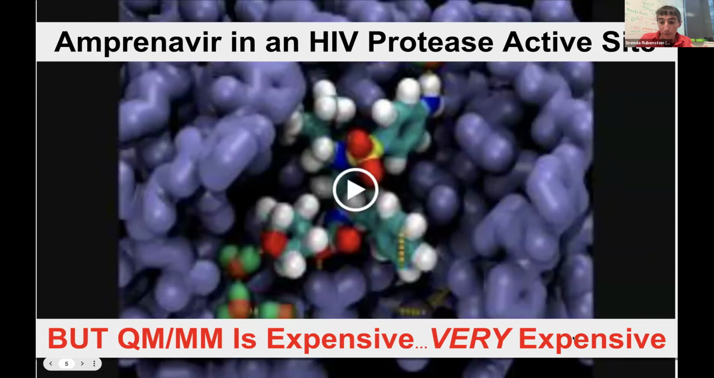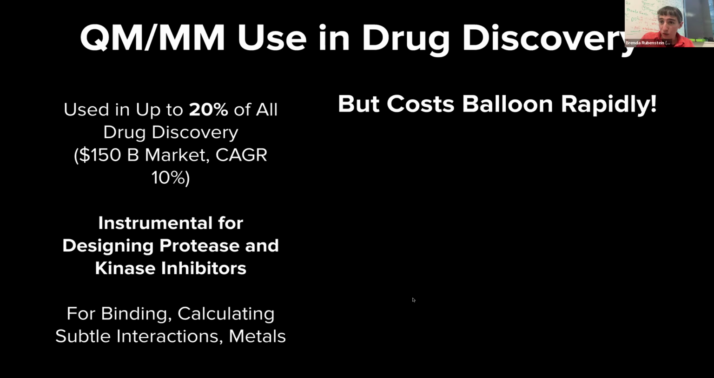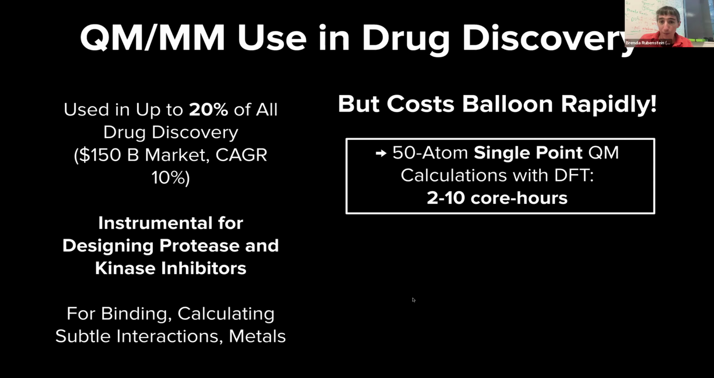But as I was saying, QM/MM is very expensive, and it creates a lot of problems in terms of generalizability and being able to actually model a wide variety of things. So even though QM/MM is used for up to 20% of all drug discovery right now, it's way too expensive and is actually holding us back in a variety of ways. And so we asked the question, what can we do that's actually better and perhaps also incorporate quantum computing at the same time? And we use these kinds of metrics just to understand where we're at with QM/MM.